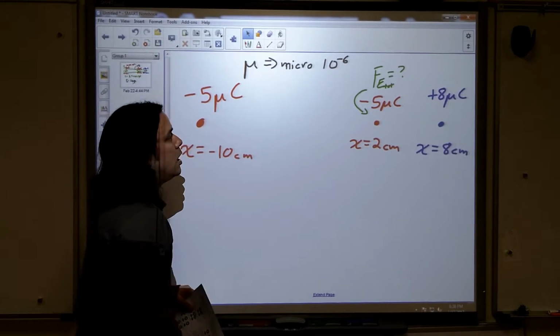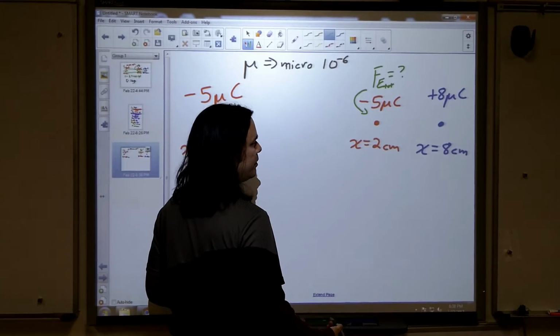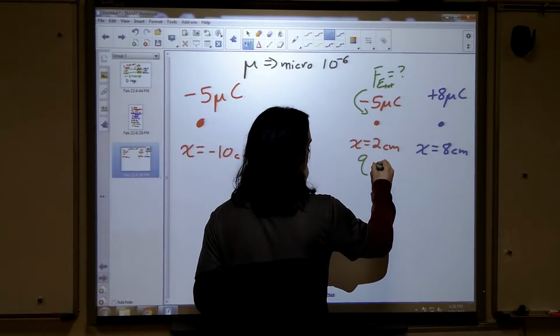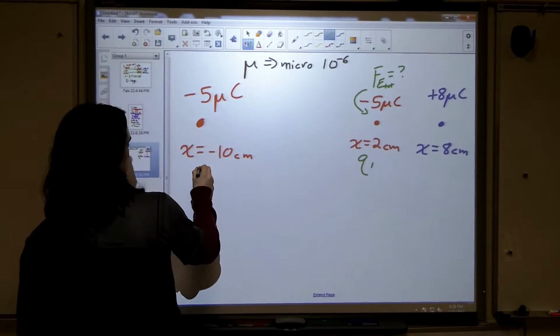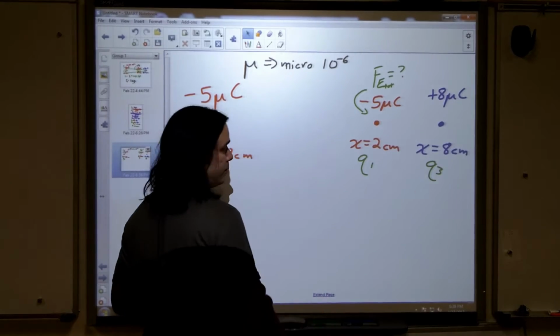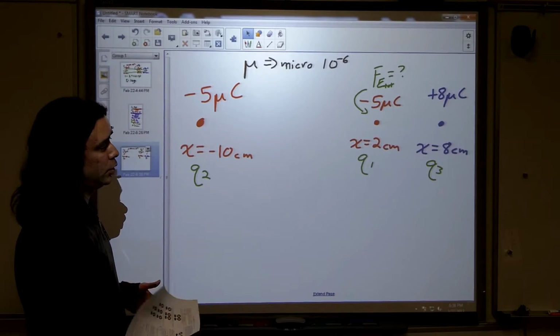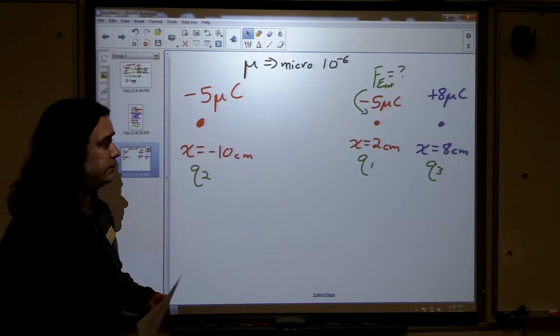All right. If we want to find the total force acting on this particle, it might help if I name these. So I'm going to call this one Q1. I'm going to call this Q2. And I'm going to call this Q3. You can name them whatever you want. You could use A, B, and C. You could use Larry, Moe, and Curly, whatever you'd like.